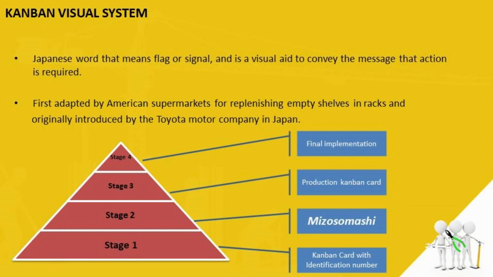Kanban is a Japanese word that means flag or signal. It is basically a visual aid to convey the message that action is required. The Kanban inventory was originally used in an American supermarket for replenishing empty shelves in racks. Whenever a shelf was found drained of a product, it triggered the replenishment of the product to the shelf. It was so simple because an empty shelf was easily visible among the other shelves full of products.